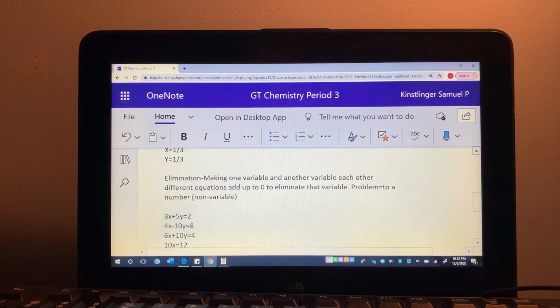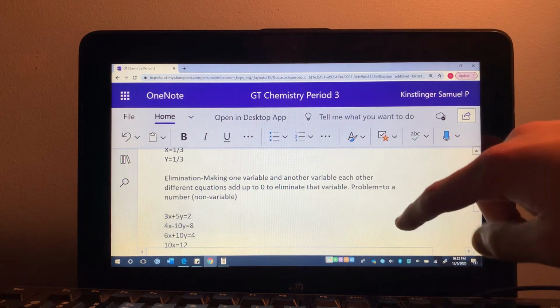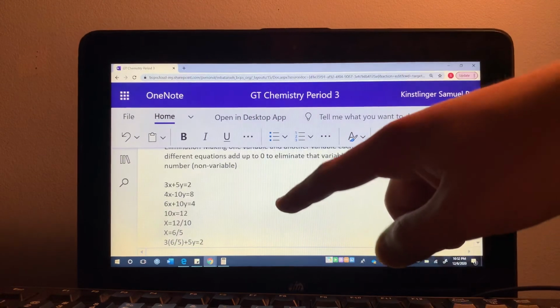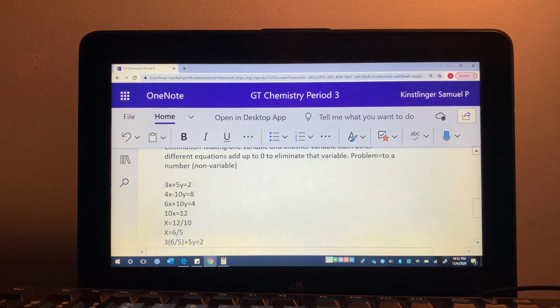Now I just add those two together. I have 4x plus 6x equals 10x. Negative 10y plus 10y cancels out. And we get 8 plus 4 equals 12. So we have 10x equals 12. We divide both sides by 10 to get 12 over 10, and we get x equals 6/5, or 6 over 5.